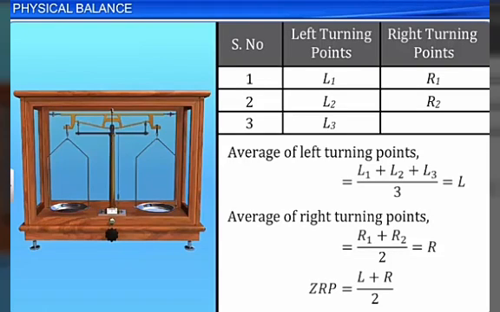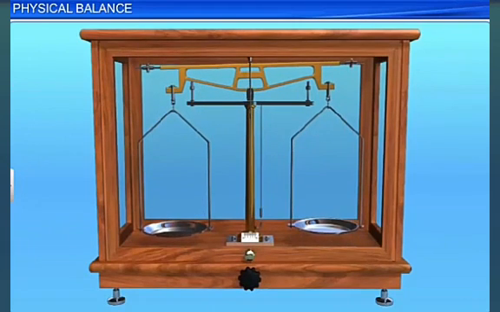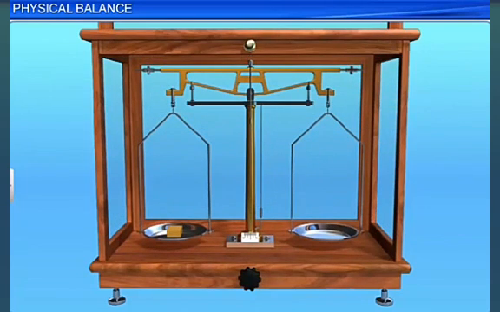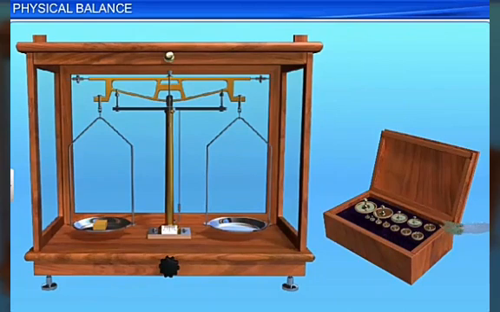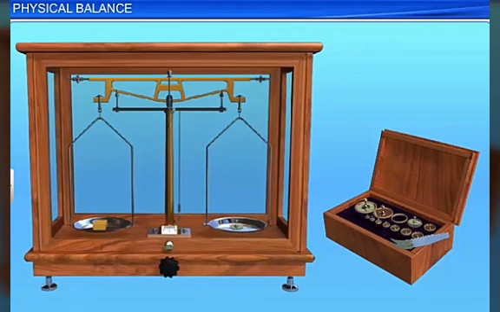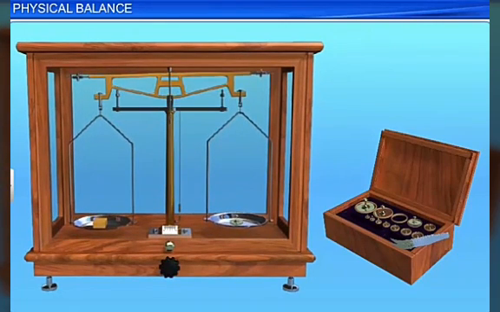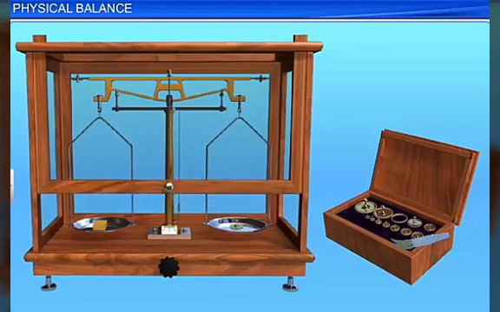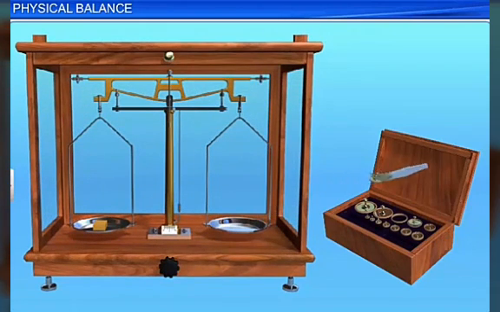Now, arrest the beam by using the handle. Open the door and place the body that has to be weighed in the left pan. Place some of the standard weights in the middle of the right pan with the help of the forceps. Close the door, release the beam, and find the oscillations of the beam. If the weights are in excess, then arrest the beam, open the door, and try the next smaller one, and so on until the body is counterbalanced by the weights.